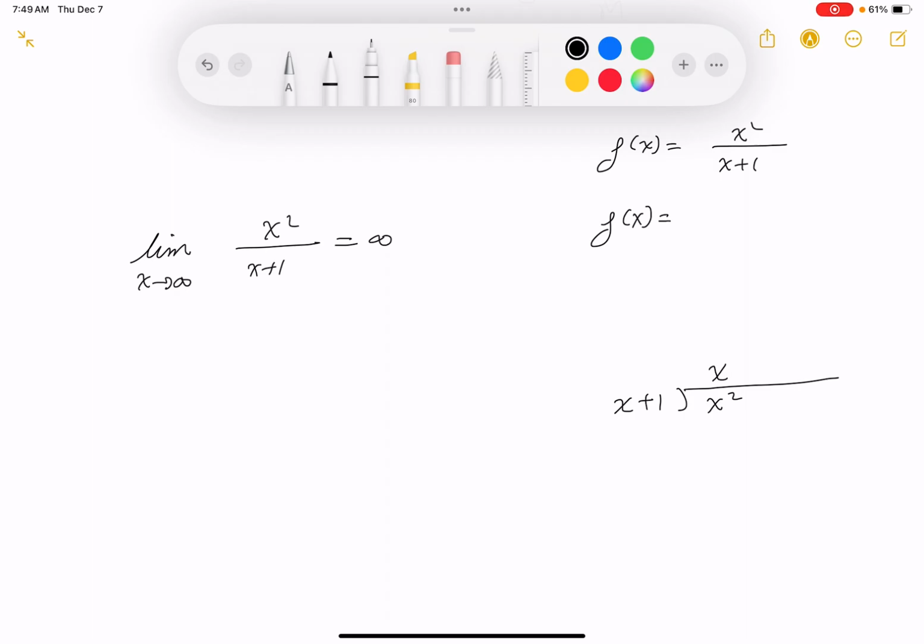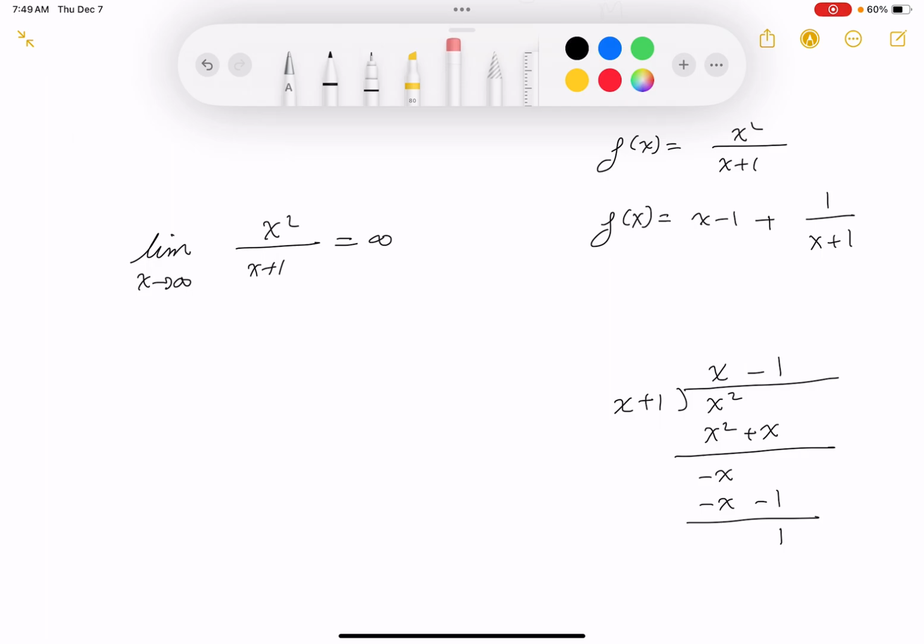x, because x times x is x squared, plus x. You subtract, and you get minus x. What do you get there? Minus 1. That would give you minus x minus 1, which gives you 1 as a remainder. So this thing also equals x minus 1 plus 1 over x plus 1.